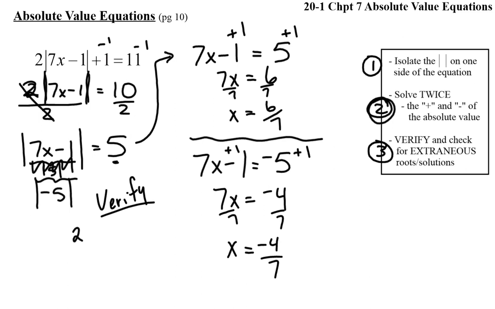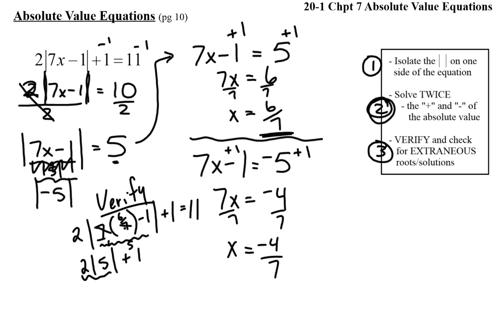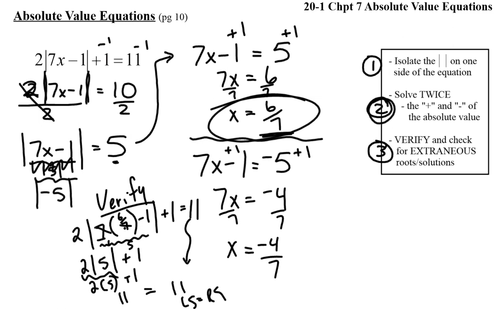Our original question was 2 absolute of 7 times x, which we now think could be 6/7, minus 1, plus 1 equal 11. Do what's in the brackets first. 7 times 6/7, 7 over 1, is a 6. 6 minus 1 is a 5. So we have 2 absolute 5 plus 1, 10, because it's 2 times 5 now, plus 1, 11 equals 11. Left side equals right side, so x could be 6/7.